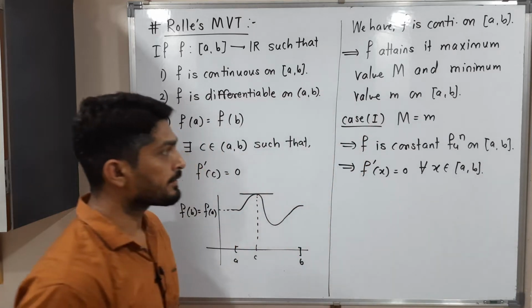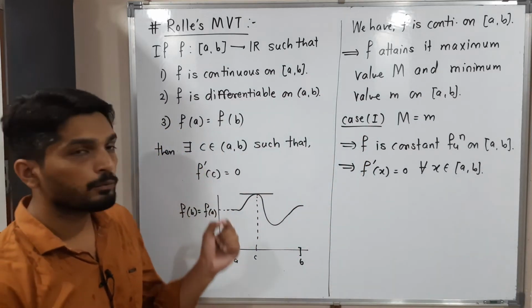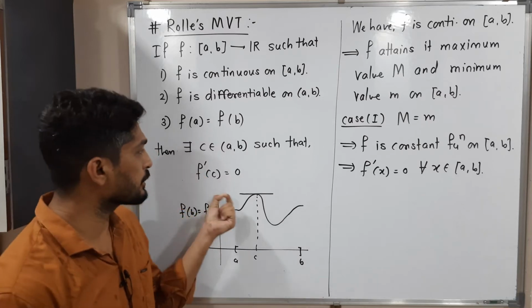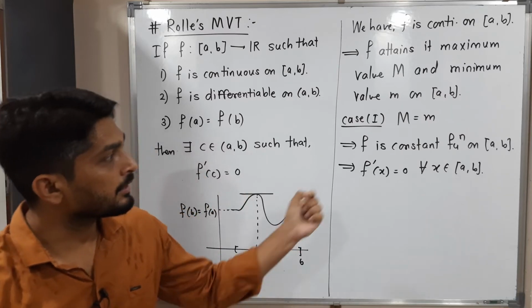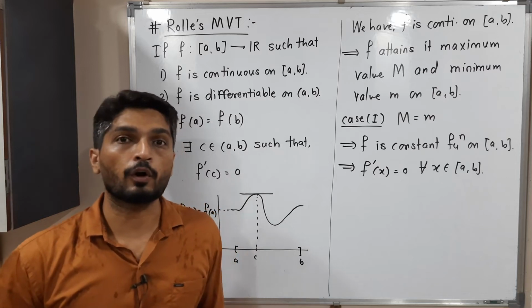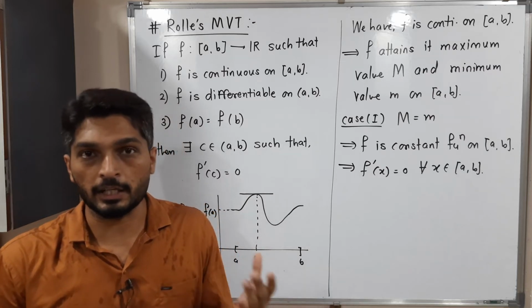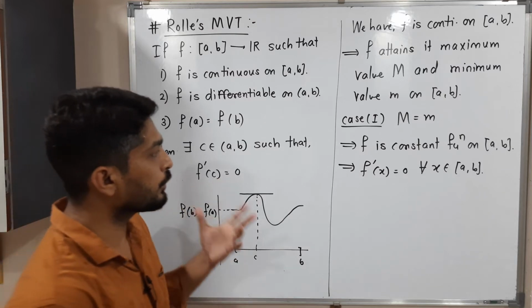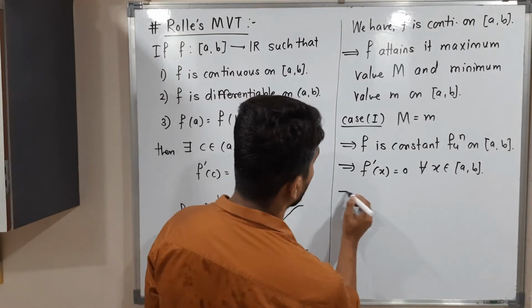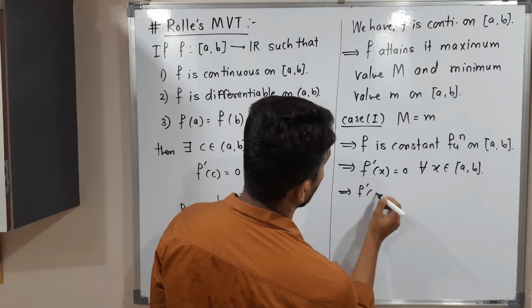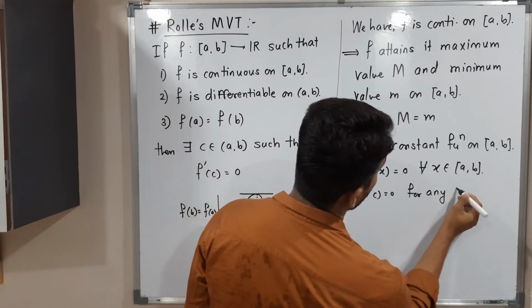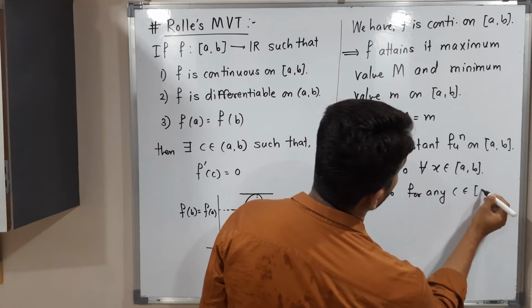You remember what is our target? Our target is to find one point. We want only one point c such that f'(c) = 0. But here for each and every point of closed interval [a, b], we are getting derivative 0. For all points we are getting derivative 0. Actually we want only one. So therefore I can write, implies f'(c) = 0 for any c belonging to closed interval [a, b].